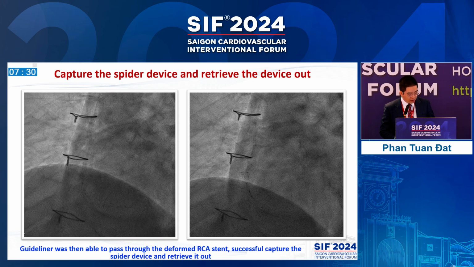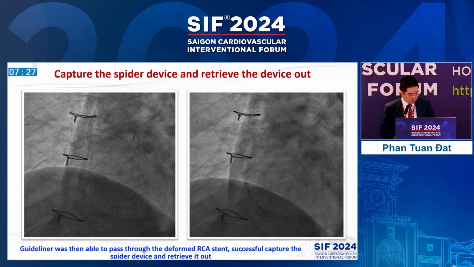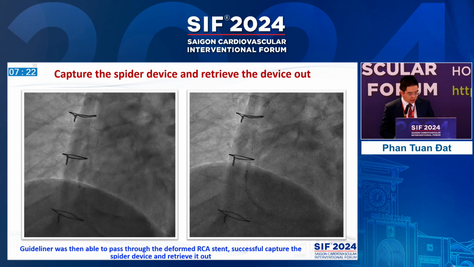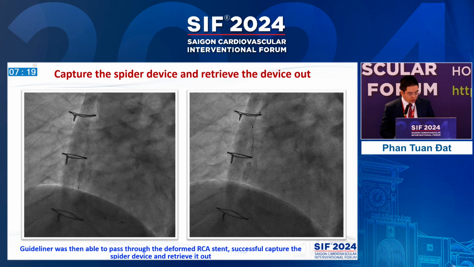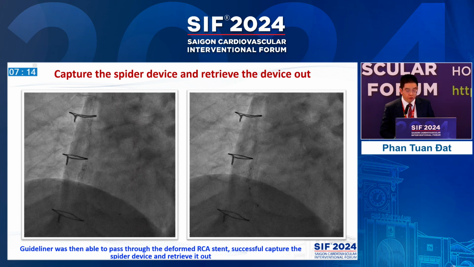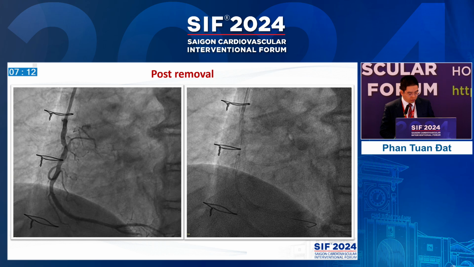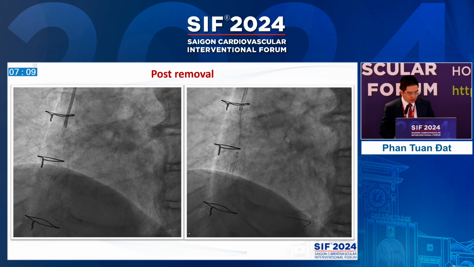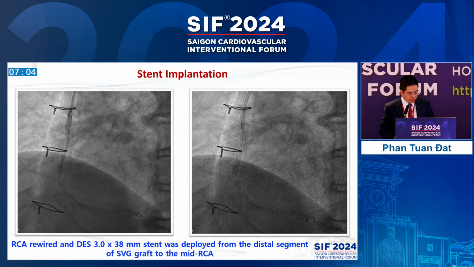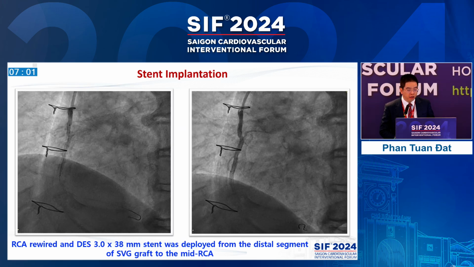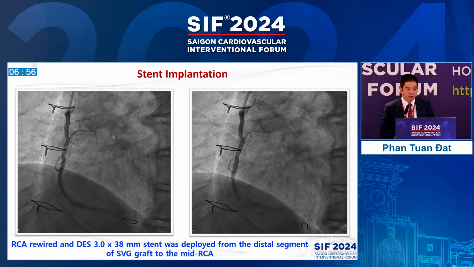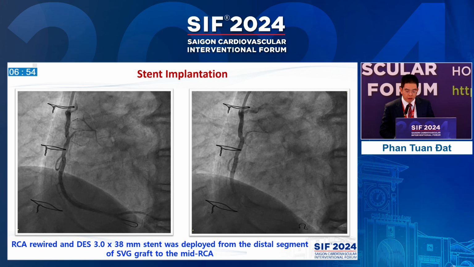And you can see on the slide, the step here is very important: you can use the GuideLiner to touch the filter, and you successfully retrieve the device out. And this is the post-removal. After we removed the spider, you now have time to fix your mistake. After you put all the devices in and out, you make some trauma in your coronary.